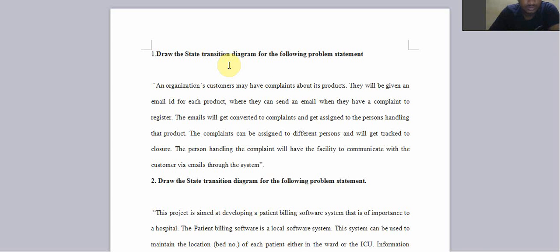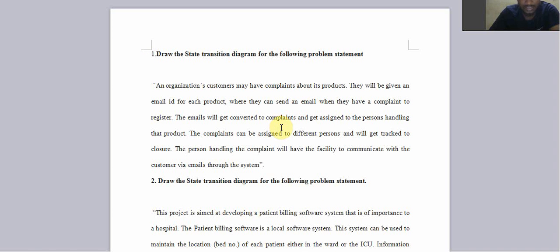There are two questions. The first question is about a complaint registration. An organization's customer may have complaints about its products. The complaint can be given to the complaint handler through the email ID. Then, complaints can be assigned to different persons and will get tracked to the closure. This is the question.